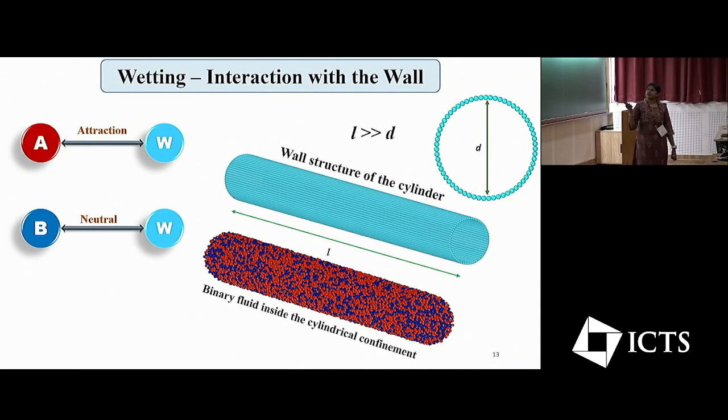And here we see the wall structure, which has a length of L and a diameter D. The length will be very much greater than the diameter, and the binary fluid will be confined inside this cylinder. The A particle will have an attractive interaction, whereas the B particle will be completely neutral towards the wall. This preferential attraction of A with the wall will make the surface tension of A with the wall comparatively lower than the other type, which will pave the way for the partial or complete wetting scenarios.